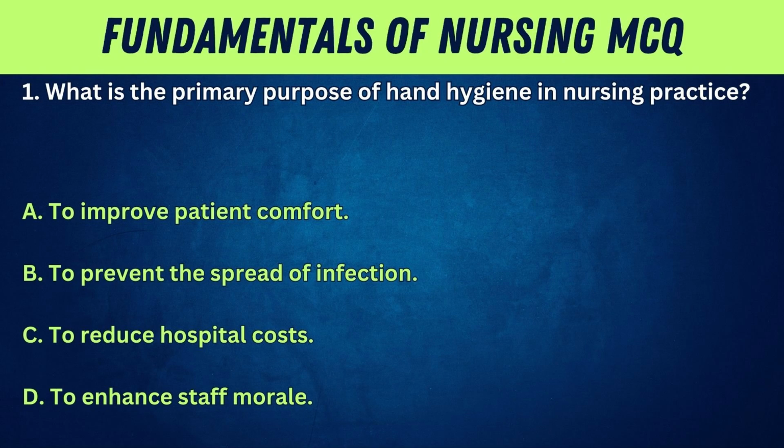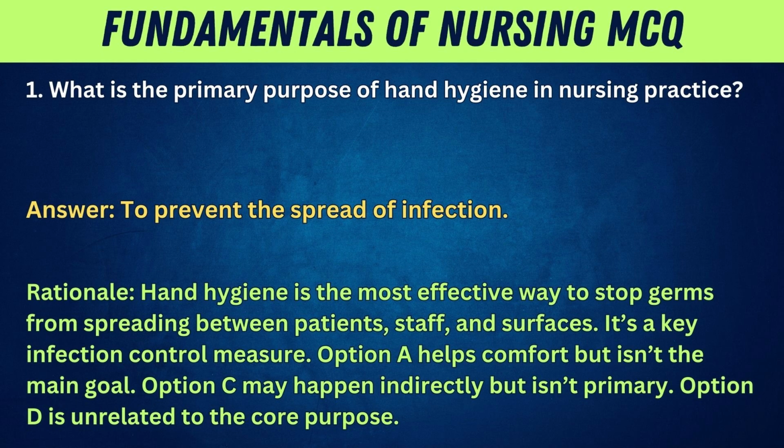1. What is the primary purpose of hand hygiene in nursing practice? A. To improve patient comfort. B. To prevent the spread of infection. C. To reduce hospital costs. D. To enhance staff morale. Answer. To prevent the spread of infection.